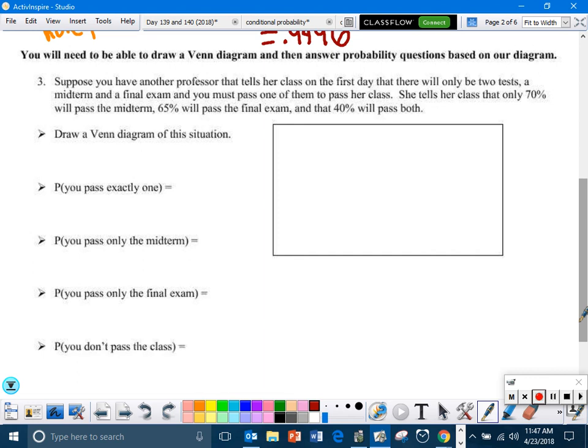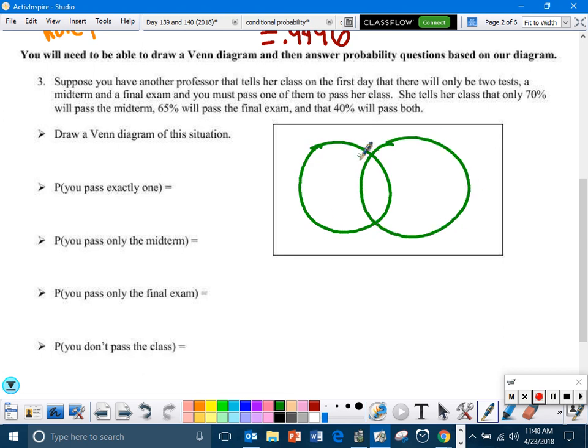She tells her class that only 70% will pass the midterm and 65% will pass the final exam, and that 40% will pass both. All right, so remember, Venn diagram, the situation calls for 2 circles. One will be the midterm, and one will be the final. Always start in the center. If you want to change your percent to a decimal, you can, but it is not necessary. I'll just leave it as a percent in this situation.